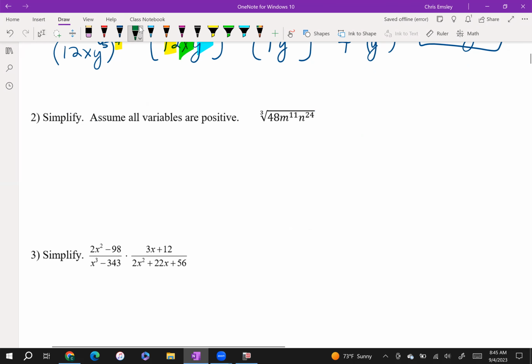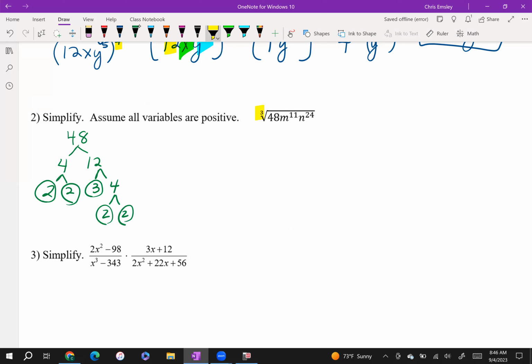Okay, number 2. We're going to simplify this radical. So I'm going to start out here by making a prime number tree for that 48. I'm going to work on the 48 first. I need to take the cube root of it. And it doesn't matter what two values you start with here. I'm going to start off with 4 and 12. 48 is 4 times 12. 4 is 2 times 2, and those are prime numbers, so we're done there. 12 is 3 times 4. 3 is prime. And 4 breaks down one more time into 2 times 2.